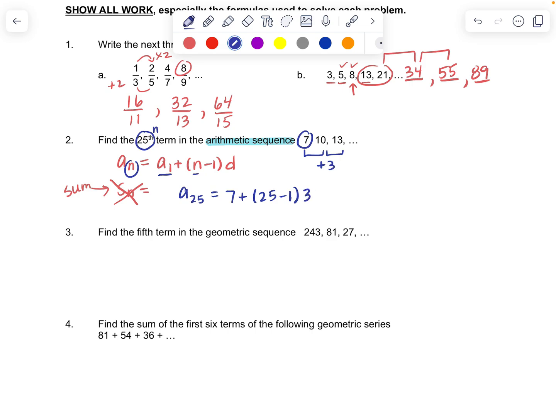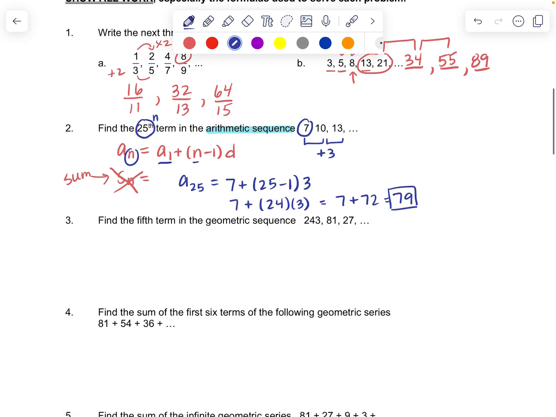Now it's just a matter of figuring out what this is. So this is 7 plus 25 minus 1 is 24. And then multiply that little guy by 3. So it's going to be 7 plus 72, which is 79. Okay? All right, let's look at number 3.